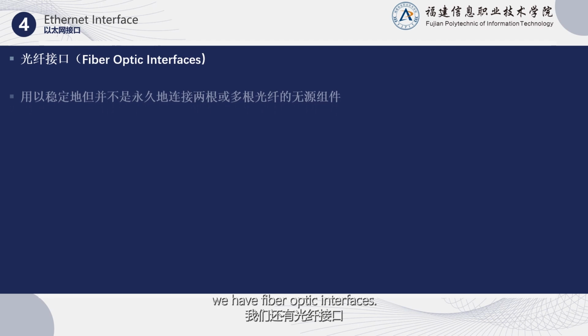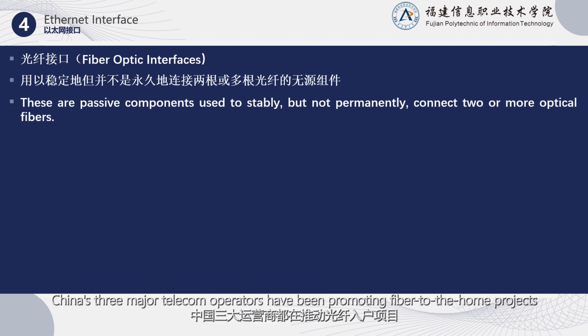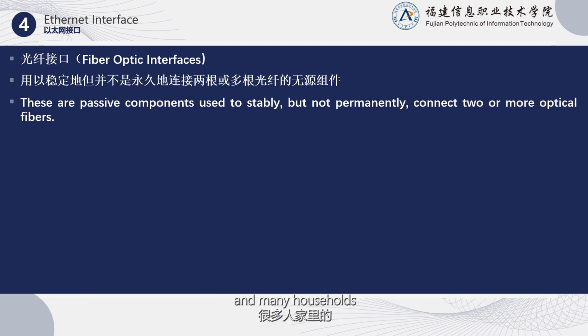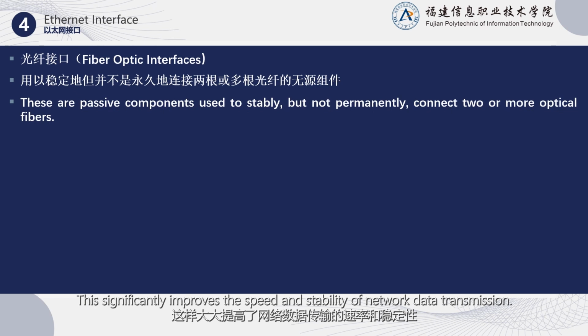Secondly, we have fiber optic interfaces. In recent years, China's 3 major telecom operators have been promoting fiber to the home projects, and many households have replaced their access cables from copper wires to fiber optics. This significantly improves the speed and stability of network data transmission.